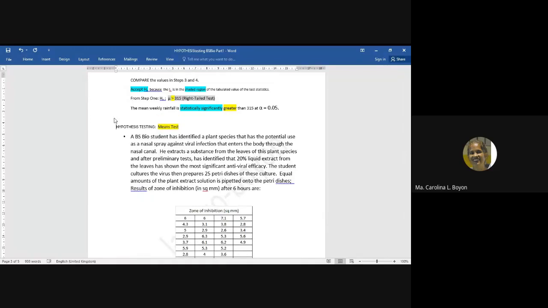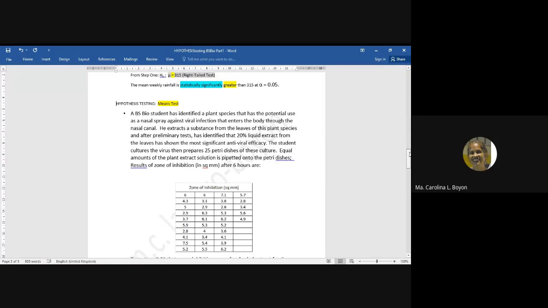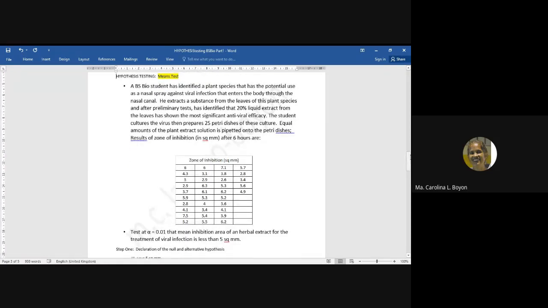Okay. So let's have another example of a means test. And we have a BS Bio student who has identified a plant species that has potential use as a nasal spray against viral infection. Okay, that enters the body through the nasal canal.